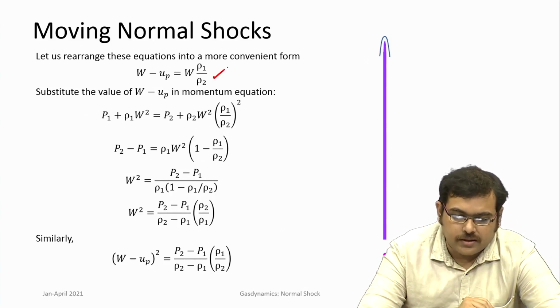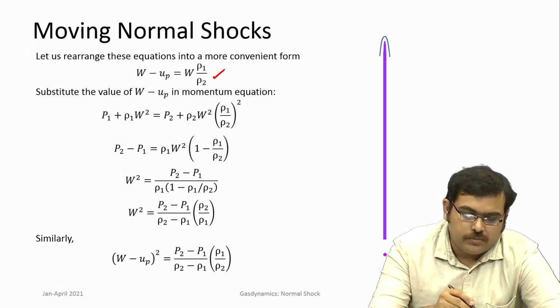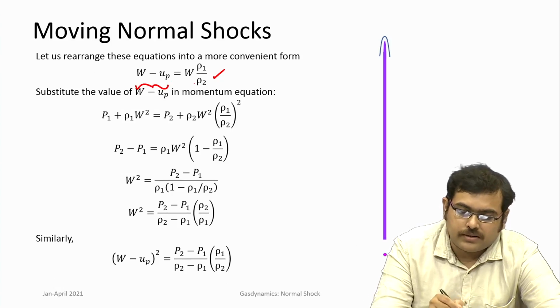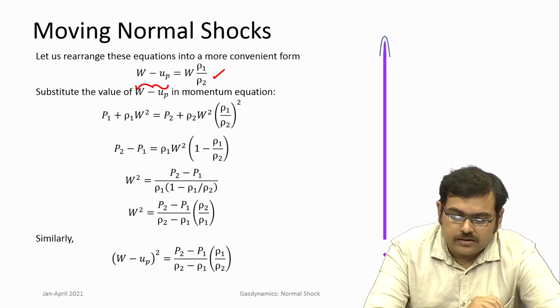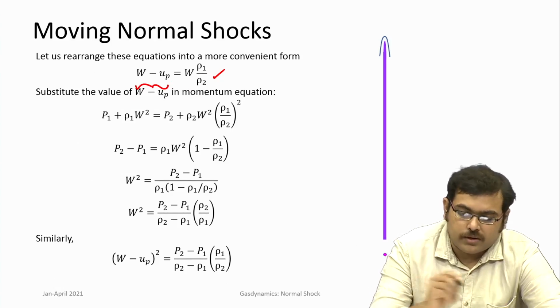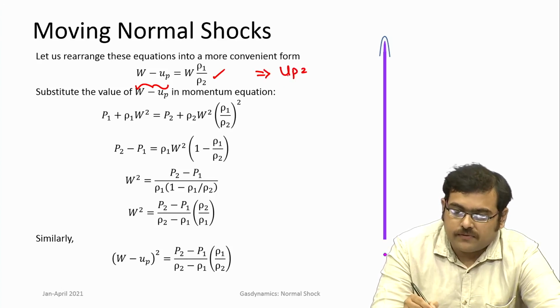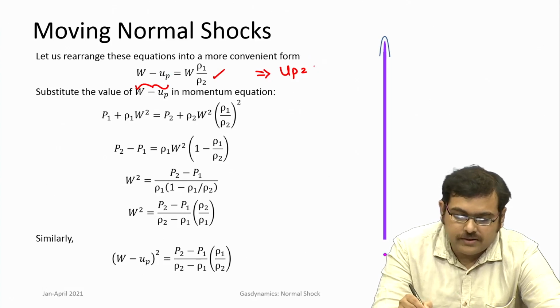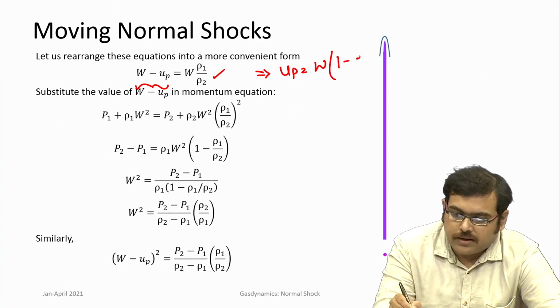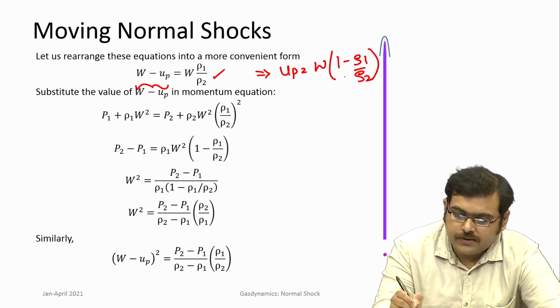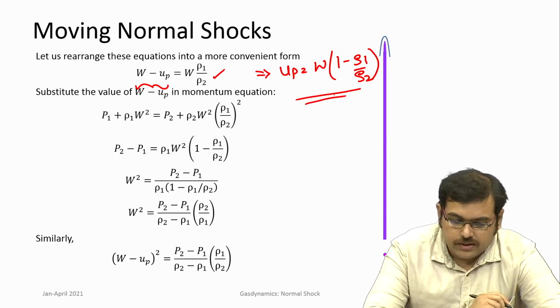So, this is the mass conservation, where you can express w minus up in terms of w and rho 1 by rho 2. From here, a useful expression is up, which is now in the fixed frame of reference or laboratory frame of reference, and is nothing but w into 1 minus rho 1 by rho 2. So, this is a useful expression, we will come to this soon.